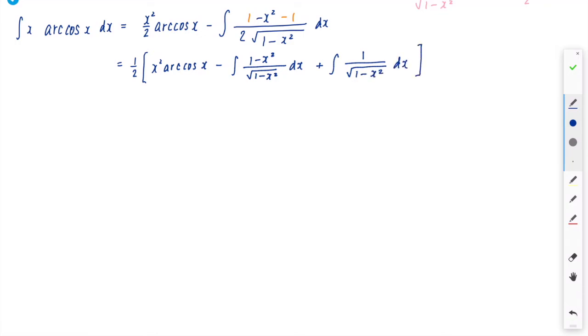So you see how I've split up that term: 1 minus x squared over the common denominator, and then negative 1 over the common denominator. But don't forget to distribute the negative signs carefully. Okay.